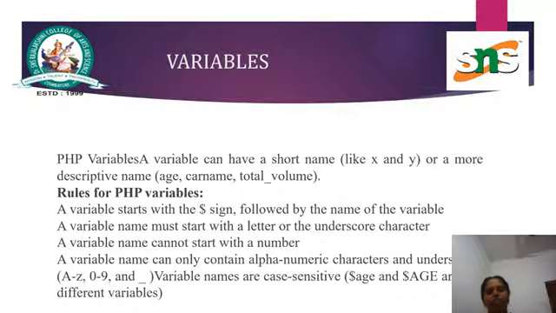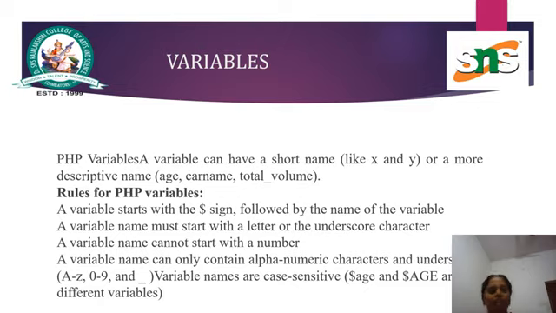Next, variables. What is the meaning of variables? Already we know about variables. We are just creating a place in memory. PHP variables can have a short name like x or y, or a more descriptive name like age, carname, total volume. So what are the rules for PHP variables?